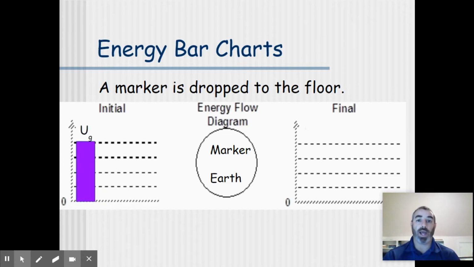Now, the energy flow diagram is important. Next, we're going to show how the energy flows. The energy goes from the Earth to the marker, so it's taking that gravitational potential energy and changing it to kinetic energy.